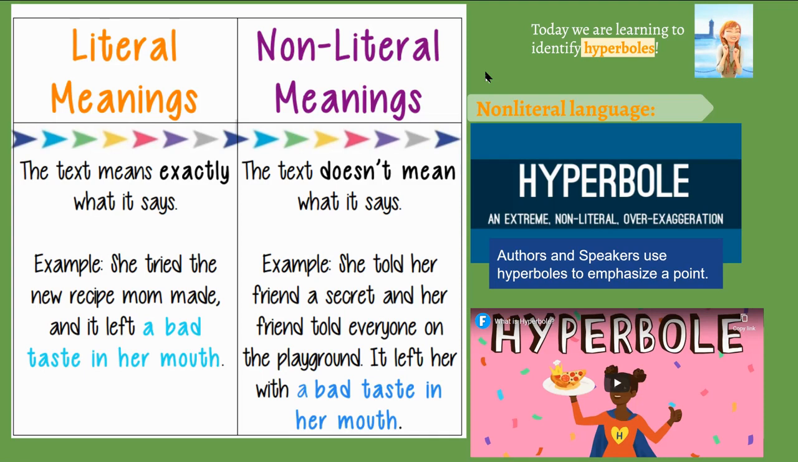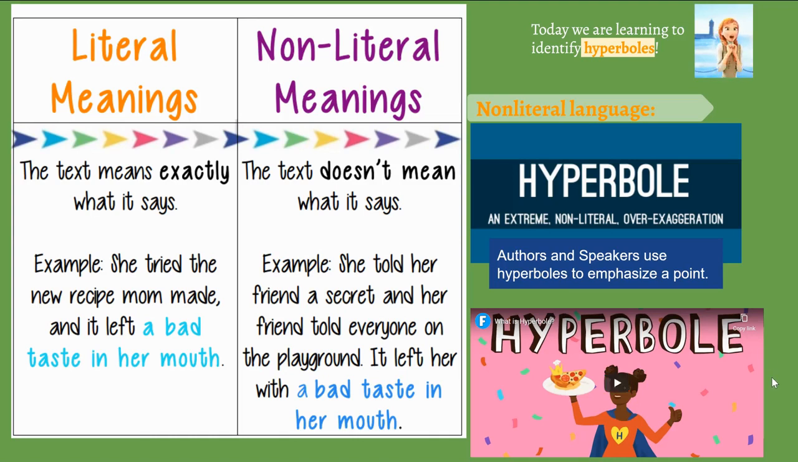So today we are going to learn about a type of non-literal language, and that is hyperboles. So hyperboles are an extreme, non-literal over-exaggeration. Authors and speakers use hyperboles to emphasize a point. So what I want you to remember about hyperboles is that it is an extreme exaggeration, okay? And if you want to see different examples of hyperboles, please watch this video. It's really good. I really love this video, okay?